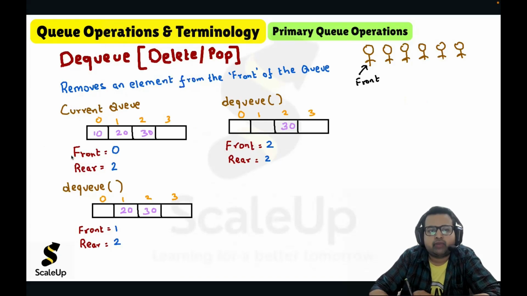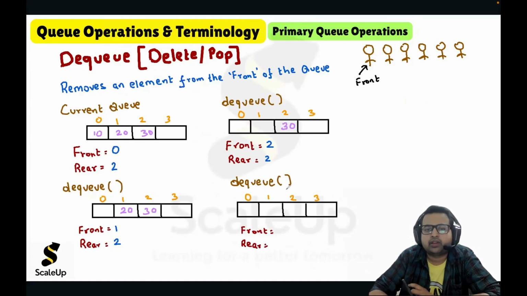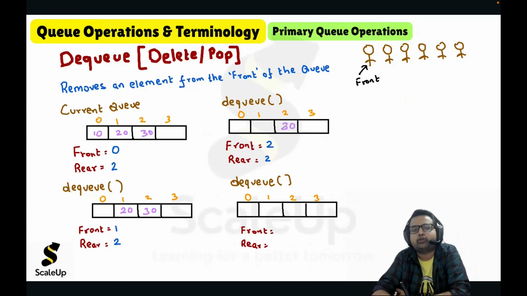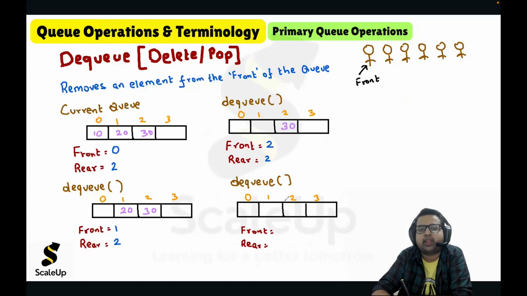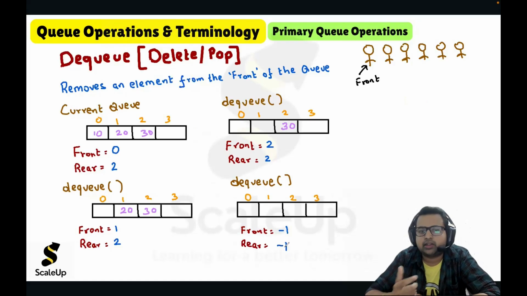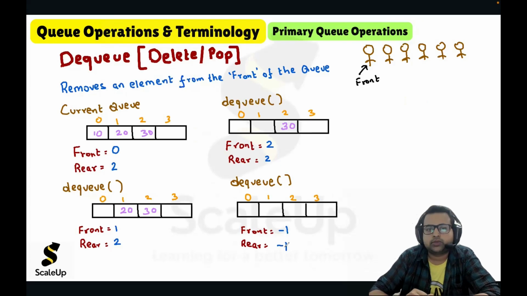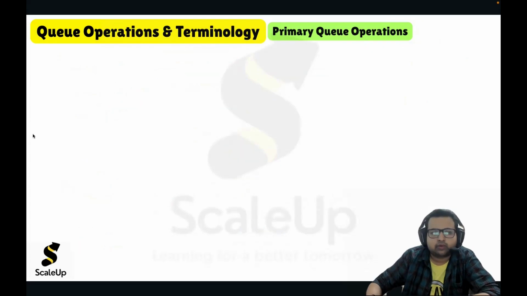Now once again, if I perform the DQ operation, in this particular scenario, 30 will get removed, whatever the front is pointing to, index 2. So the element from there will get removed and the queue will become empty. And we know that whenever the queue becomes empty, I have to make both front and rear as -1, because that's the indication that the queue is empty. So in this scenario, both front and rear will become -1. So this is the DQ operation.